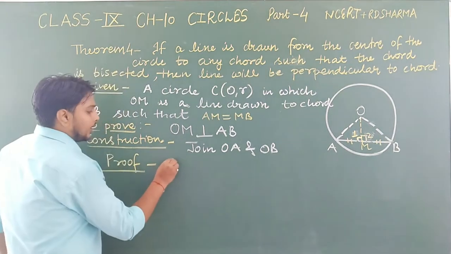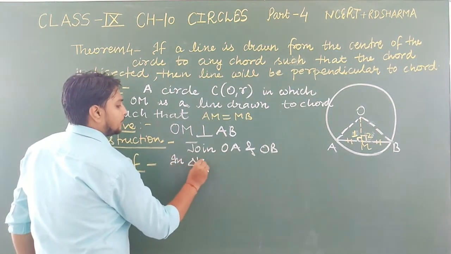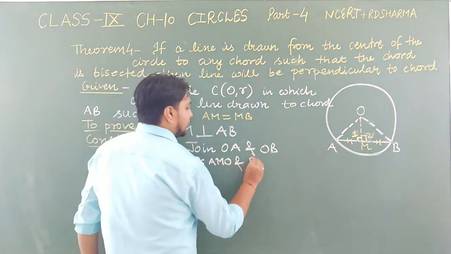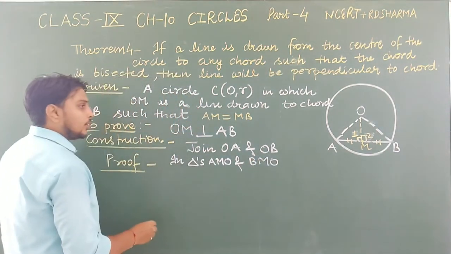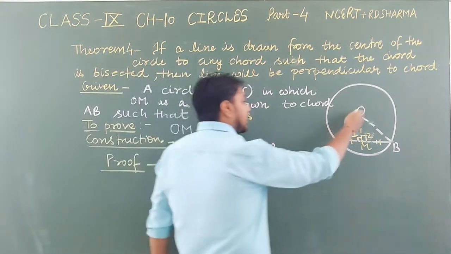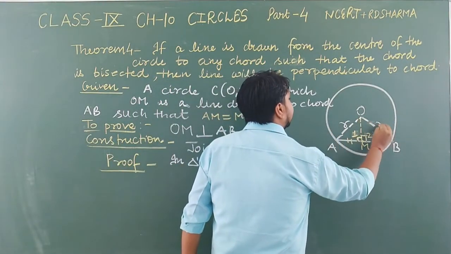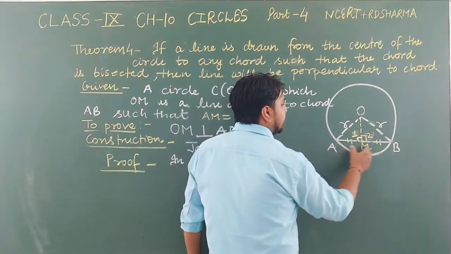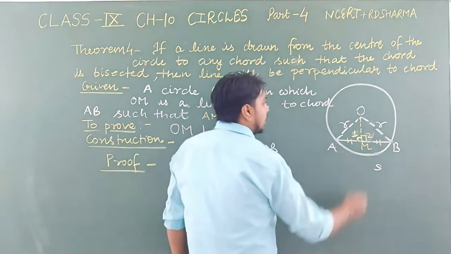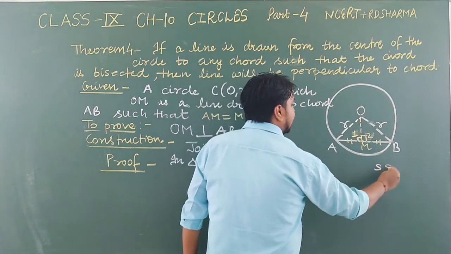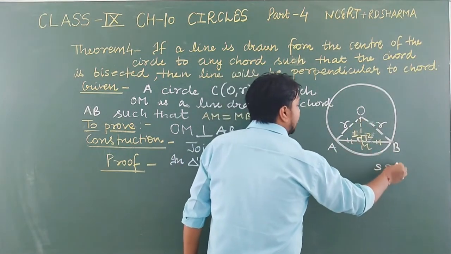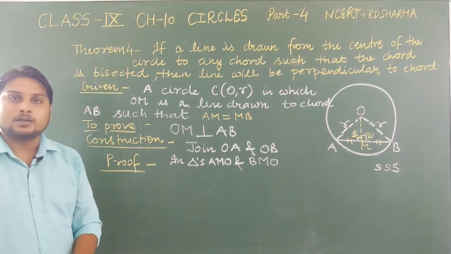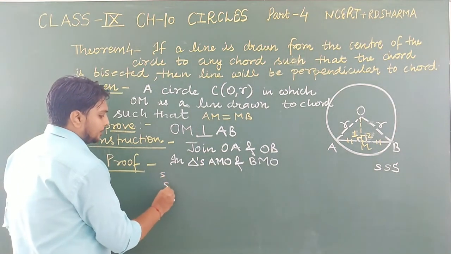Now students, we will write that in triangles AMO and BMO, in these two triangles, see, if we have joined OA and OB, both are radii of the circle. So what properties do we have? We have the side AM equal to MB. We also have the side AO equal to BO. And the side OM is common to both of the triangles. Meaning we have the criterion side, side, side, so we can use SSS.